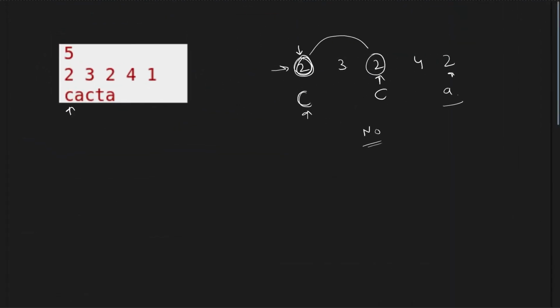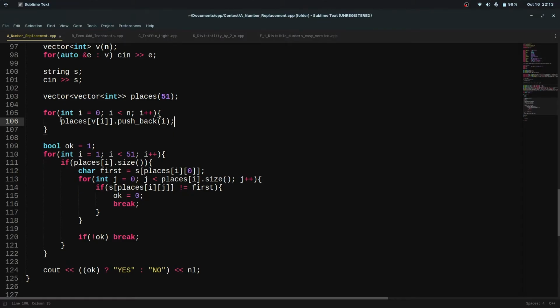So for example, if we had this example 2 3 2 4 2, 2 is present at index 0, 1 and 2. So at position 2, I'll store a vector which is 0, 1 and 2. This way I'll get the information that 2 is present at these particular indexes. So this is what I am storing in my places vector, right? So places of v of i dot push_back that particular index. So I have all the indexes together.